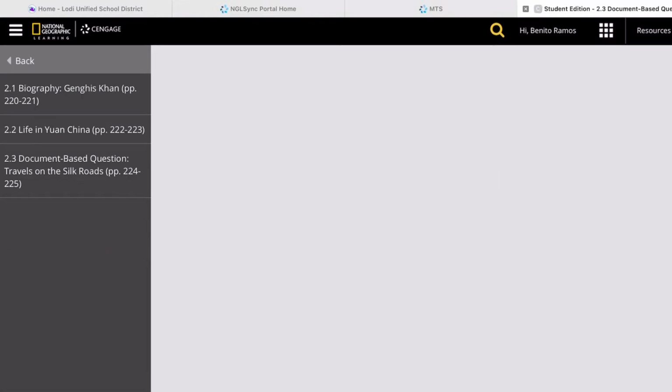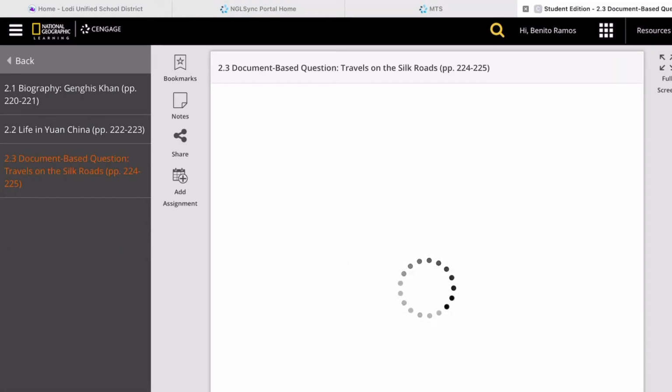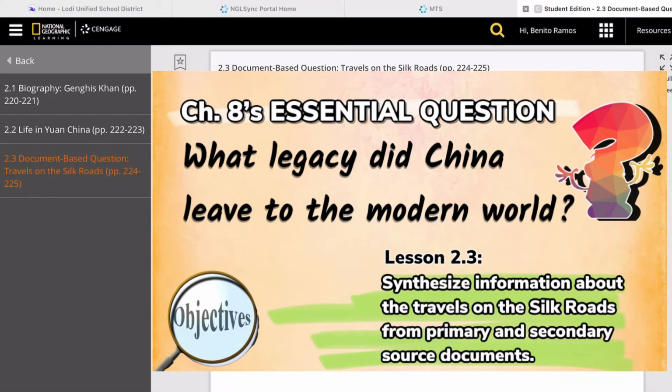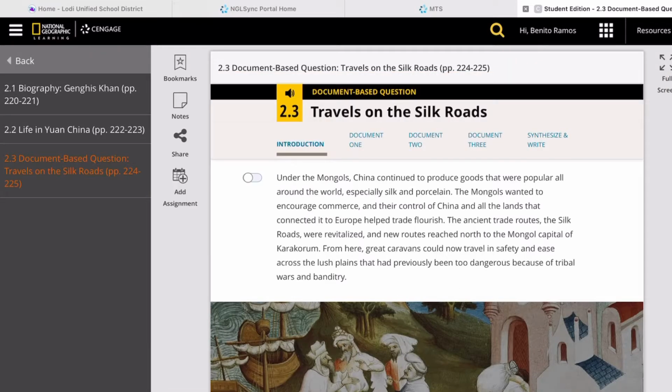That is on pages 224 to 225. This chapter's essential question is, what legacy did China leave to the modern world? The objective of this lesson is to synthesize information about the travels on the Silk Roads from primary and secondary source documents. The Silk Roads were ancient routes for travel and trade.